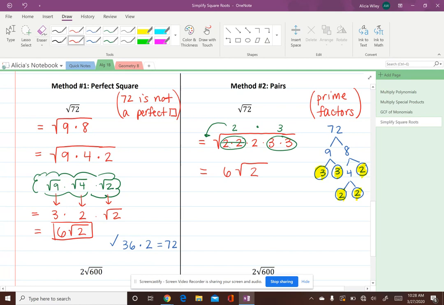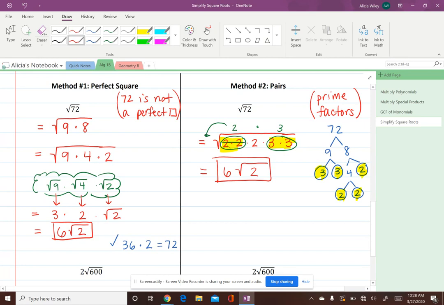This is also another reason why, as I'm doing these problems, different things you can do to designate that they have been taken out of the radical is circle them, cross them out, or maybe highlight them. By doing that, it makes it really easy to see what is left behind. If you happen to have more than one number left behind underneath the radical, as long as they don't make a perfect square, you just multiply them together and put that product underneath the radical. And you can see that you get the same exact answer.